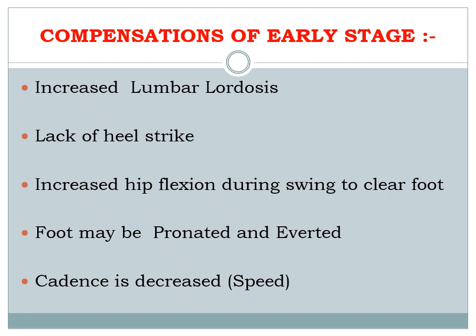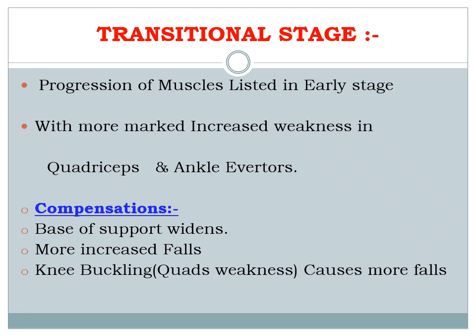Then there is increased hip flexion during swing to clear the foot. Then the foot may be pronated or averted. Then cadence decreases, meaning the walking speed will be reduced. That's the first stage. Next is the second stage.